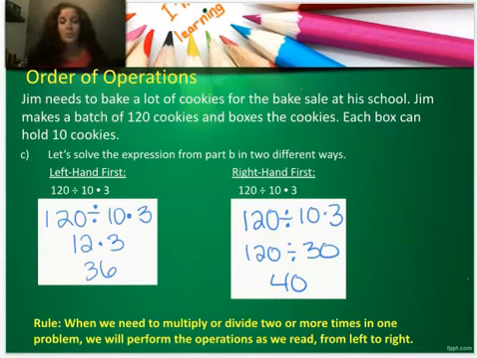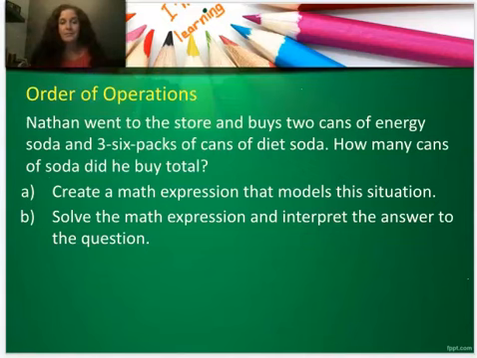So the rule is when we need to multiply or divide 2 or more things in one problem, we're going to go just the same as we did with addition and subtraction, from left to right.